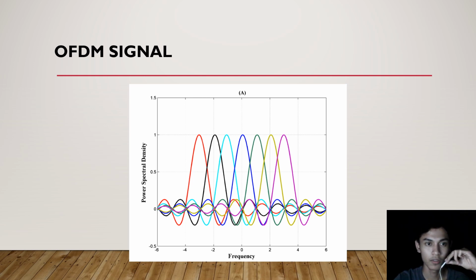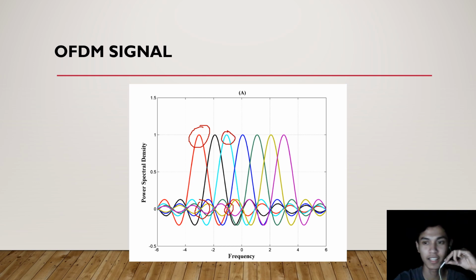This is the signal of OFDM. From this image, we can see that if one signal reaches the highest peak, the other signal will be zero. This is the peak, and then the other will be zero. This is the peak, and then the other signal will be zero. This is why it is called orthogonal.